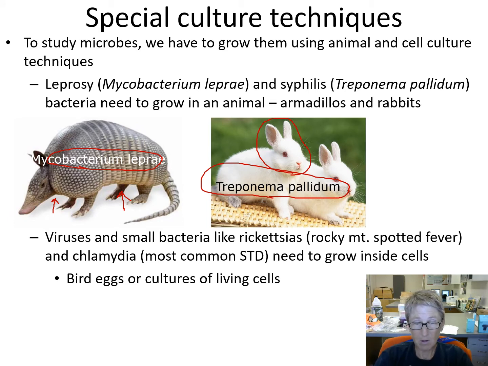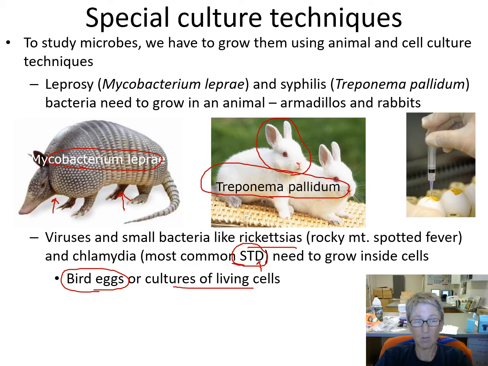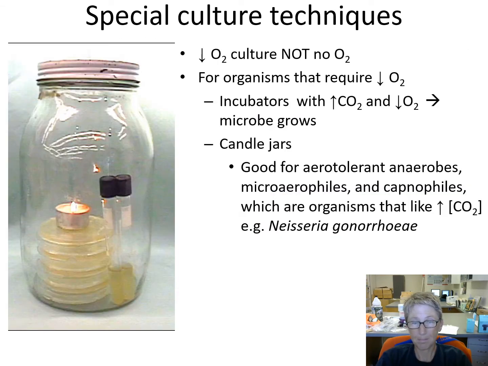Viruses, small bacteria like rickettsias that cause Rocky Mountain spotted fever, and chlamydia, which is the most common STD, but I think they're called STIs now. I think they took the D out, so they're sexually transmitted infections. They need to grow inside cells. So you could grow them inside a bird egg, because that's a single cell, or you could use a culture of living cells to grow them. And here's some eggs being inoculated with viruses to grow them.